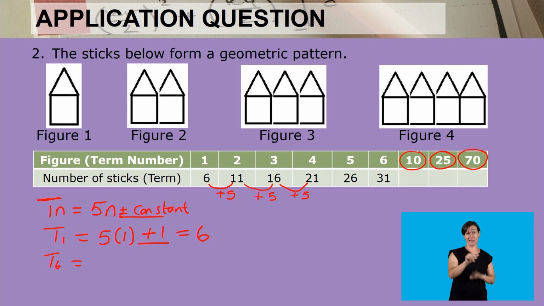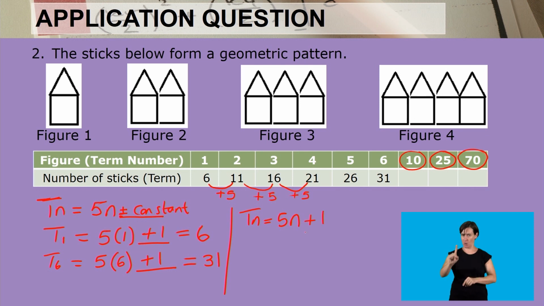Let's take the 6th term, which we know is 31. So we are going to say 5 multiplied by 6. We are going to add or subtract a constant to get to 31. Now, what is 5 multiplied by 6? Of course, yes, the answer is 30. And from 30, we only need to add 1 so that we can get to that 6th term, which is 31. So what does this mean for our rule? Our rule is the constant difference multiplied by the term number, and from there we are going to add a 1. So how do we find the 10th term?